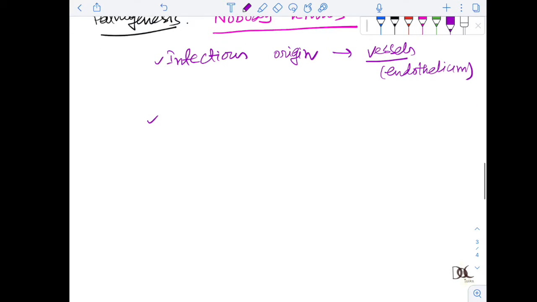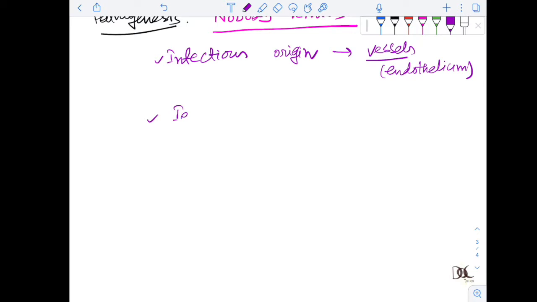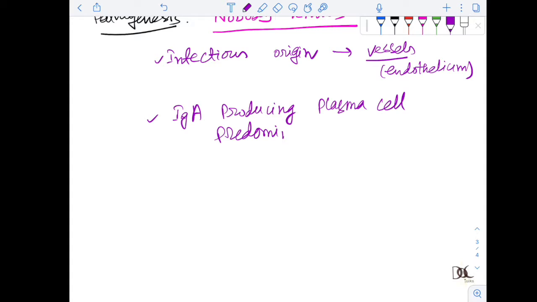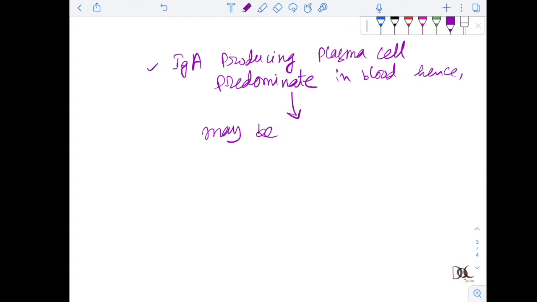Some say no. Some say, as IgA-producing plasma cells predominate in the blood, hence maybe the pathogen entered through the mucosal surface. Pathogen entered through the mucosal surface. That may be one cause.